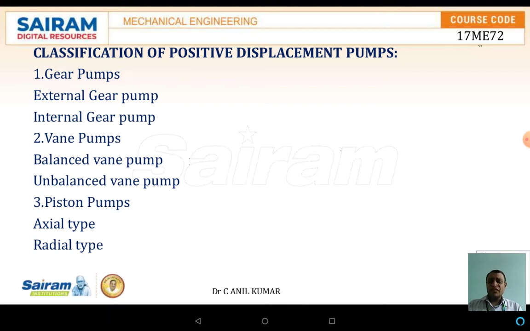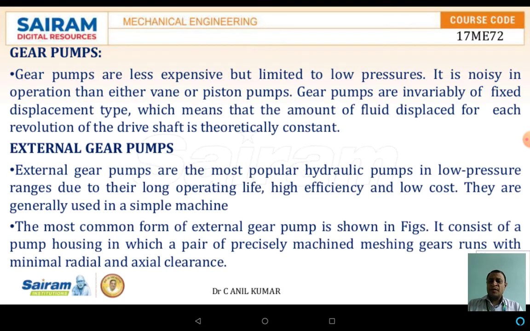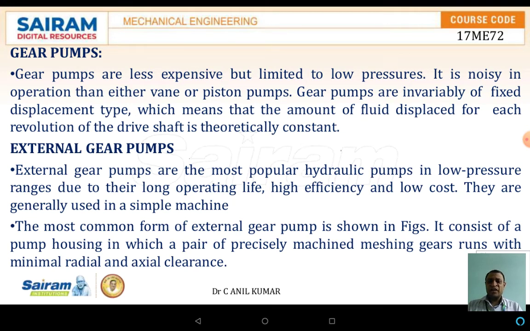The first we are discussing is the gear pumps. Gear pumps are less expensive but limited to low pressure. They are noisier in operation than either the vane or the piston pumps because the gears run at high speeds. The gear pump is invariably a fixed displacement type, which means that the amount of fluid displaced for each revolution of the driving shaft is theoretically constant.